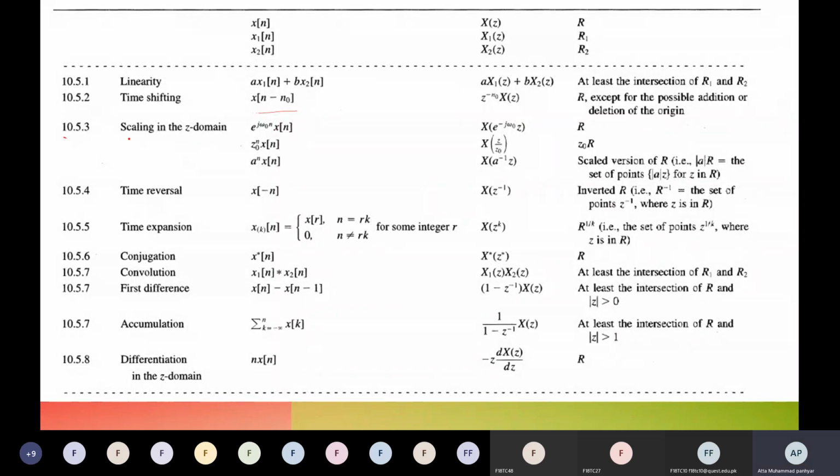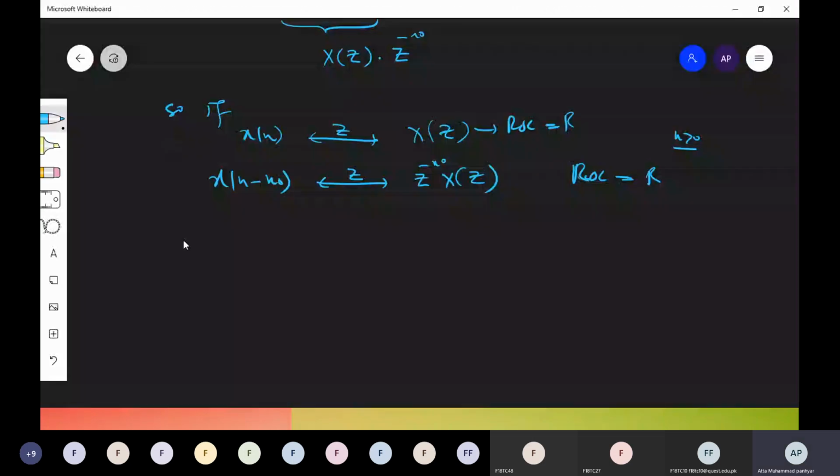So the third property is scaling in z domain, right? This is very important.